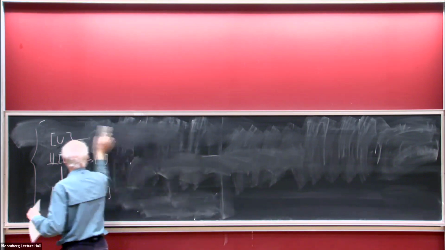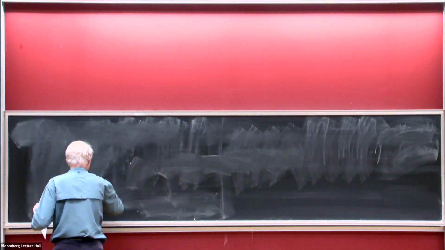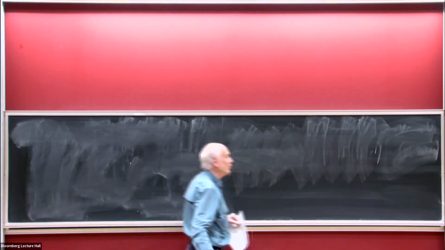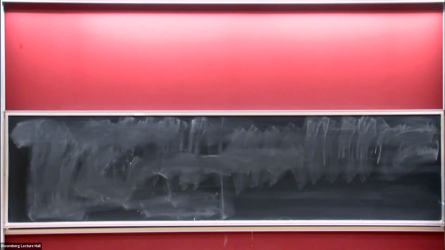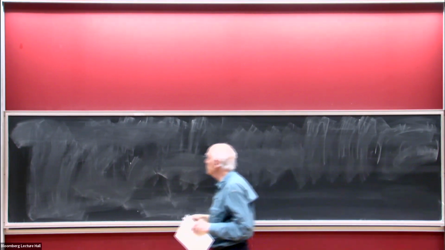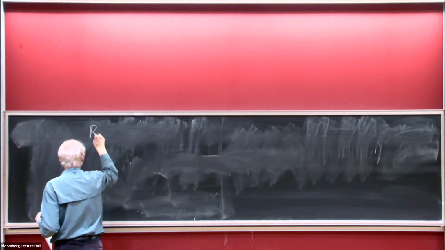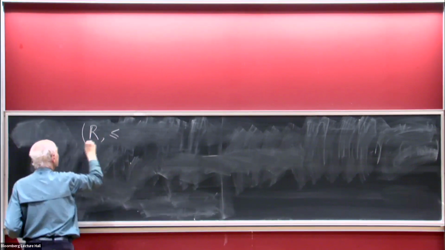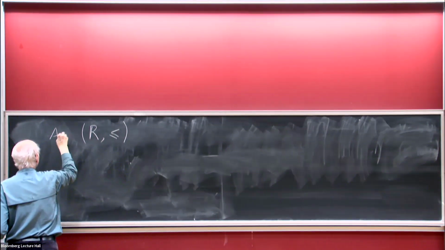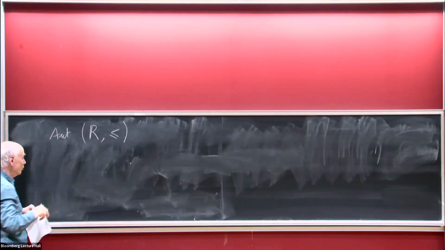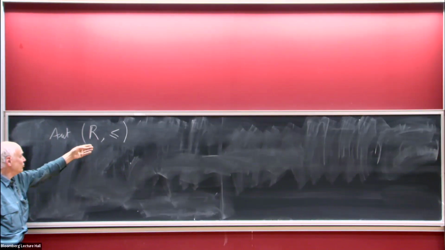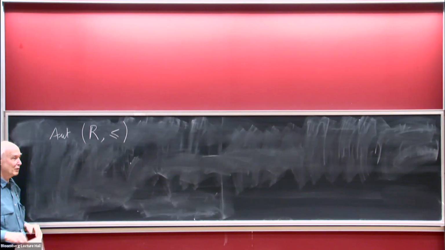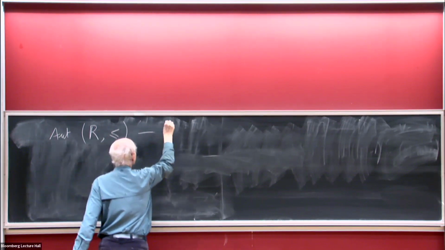I start by describing the whole of the infinite symmetric group acting. So here you take R with the order relation and the automorphisms of this object. So the group of all increasing bijections from R to itself, and acting on R.